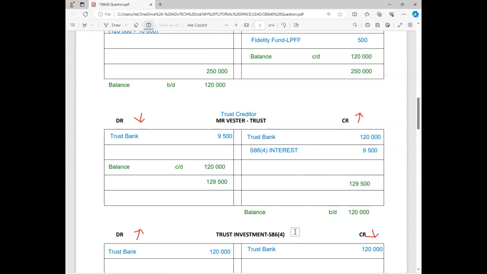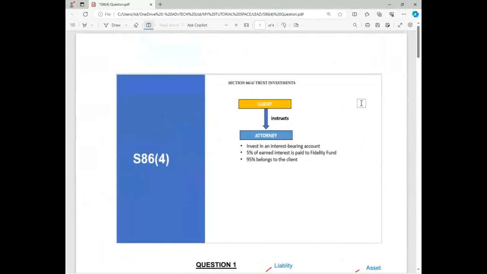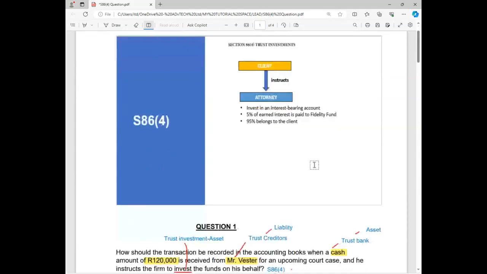Remember, here you have been instructed by the client to go and invest. This is what I said. The client instructs the attorney or the firm to invest in an interest-bearing account or a separate trust account. 5% of the earned interest is paid to the fidelity fund, and 95%. So in the next video, I'm going to show you how to deal with section 86.3, whereby the firm decides to invest. No one instructs the firm, the firm decides to invest.